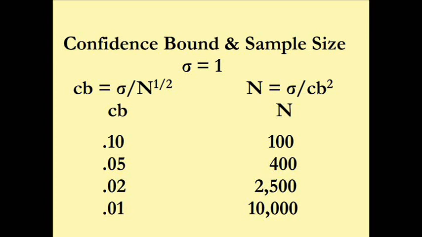Let's go to, say, 400. Square root of that's 20. Well, 0.05. And so on. All the way down to you need 10,000 cases. Square root of that is 100, which means you get a confidence bound of 0.01. And from either one, you can calculate the other. In the case of the sample size, you take the square of the confidence bound and divide it into the standard deviation.